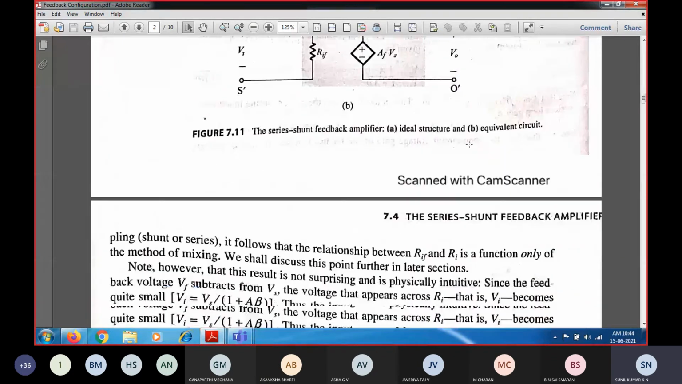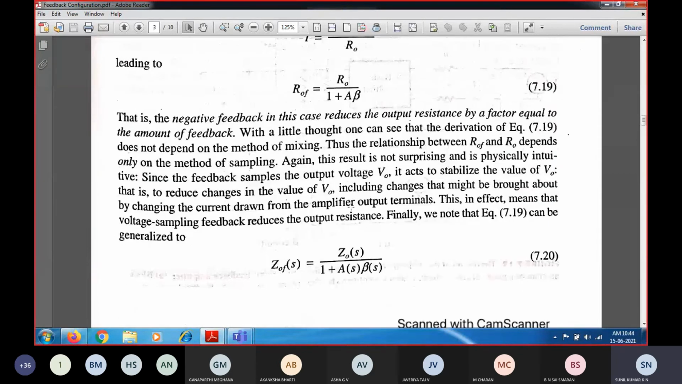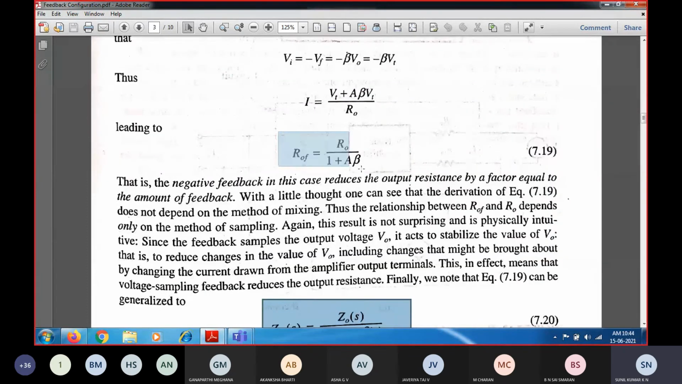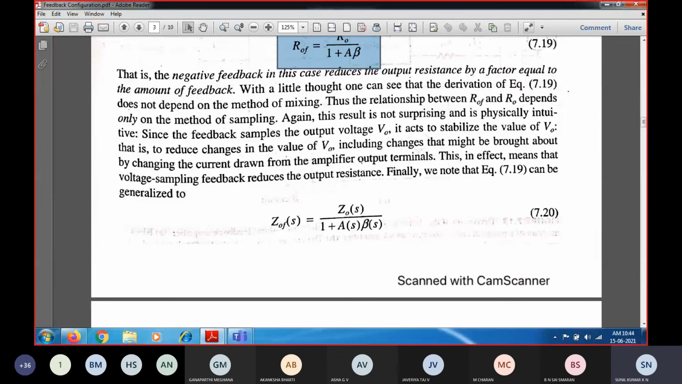In the same way, for the feedback output impedance, if I write it, Zof will be equal to Zo divided by 1 plus A(s) beta(s). This will be the impedance expression for the output resistance. Is it clear? If you understand this, it will be useful. So in this way, on employing negative feedback, it is going to control the input and output impedance for the series shunt configuration we have seen.